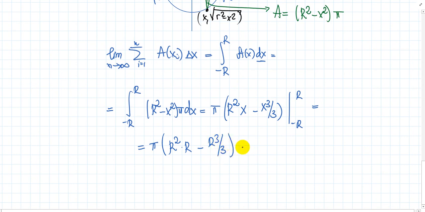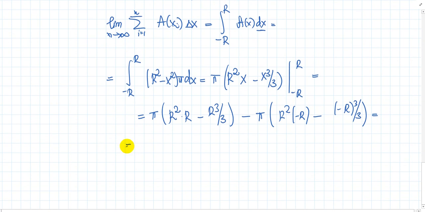Minus pi multiplied by, if you put the minus R, it will be R squared multiplied by minus R, minus minus R in the cube over 3. If you open up all the brackets, you will have pi multiplied by R cubed minus pi multiplied by R cubed over 3. This minus will become plus, so it will be plus pi multiplied by R cubed. This minus and this minus give you minus, so this will be minus pi multiplied by R cubed over 3.